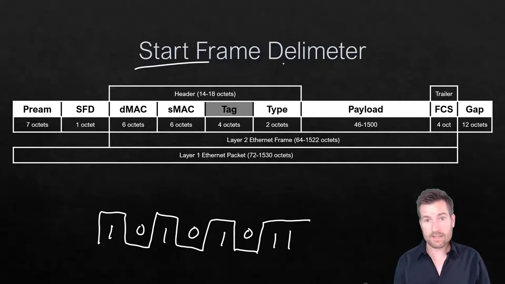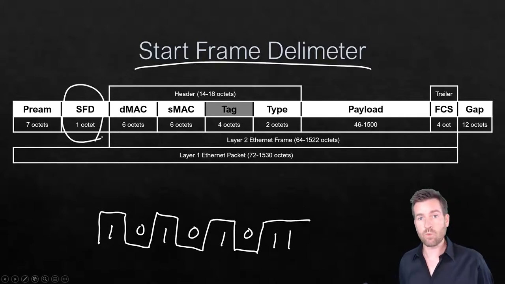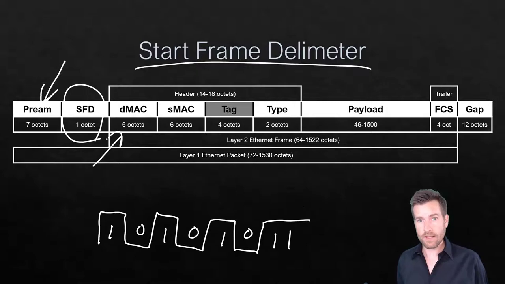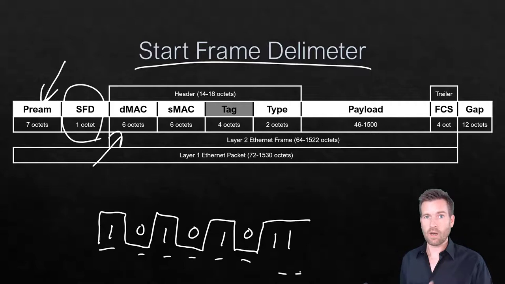Then we have the start frame delimiter. The start frame delimiter is 1 octet long. This is a signal that the preamble is done and we are about ready to communicate the rest of the frame. It does this by sending a 1, 0, 1, 0, 1, 0, 1, 1. And then that 1, 1 signals, all right, we're off the timing piece. We're now synced up. Now comes the rest of the frame.